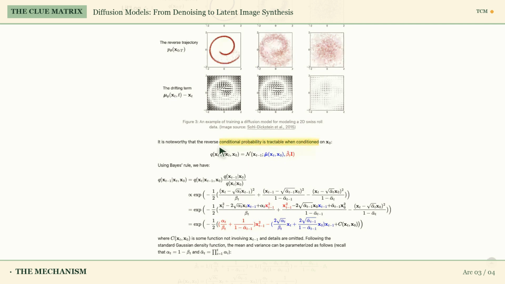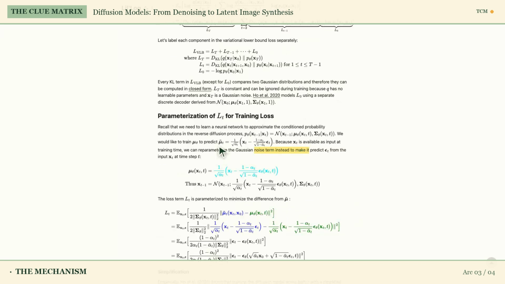It turns out the tricky part is predicting the mean of that reverse step. DDPMs cleverly reparameterize the Gaussian noise term instead to make it predict epsilon t. Instead of predicting the mean, mu theta of xt directly, the model learns a neural network f theta to predict the noise epsilon that was added to x0 to get xt. With this predicted noise epsilon hat, we can then estimate the denoised image and, in turn, the mean of the reverse step. This simplifies the learning target dramatically.